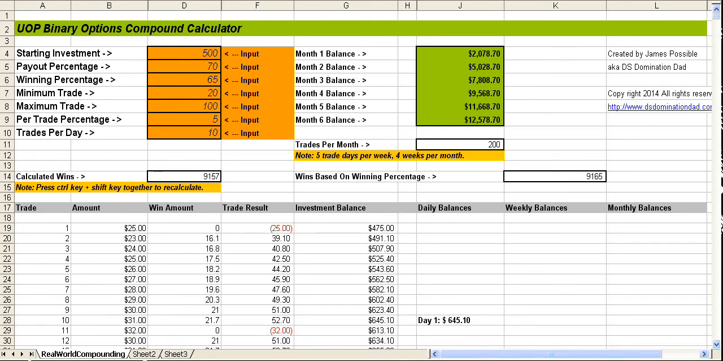So here's to your success in trading. I'm going to post a new calculator up in the UOP Options Mastermind group, and hopefully you take the time to use it to understand what I'm sharing with you, because it's just so important that you understand this aspect of trading.